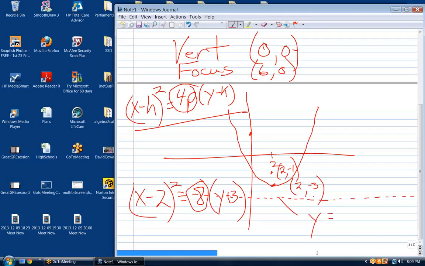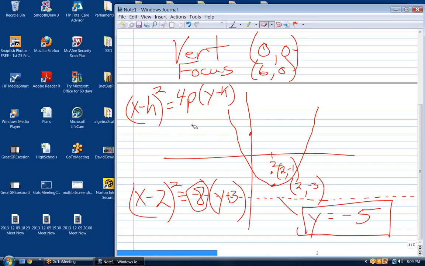Two units below minus 3. So 2 minus 5. Y equals minus 5. In other words, the directrix is a line. It's not a point. So to define the directrix, we need the equation of a line. It's not a point with an x and y coordinate. Okay?